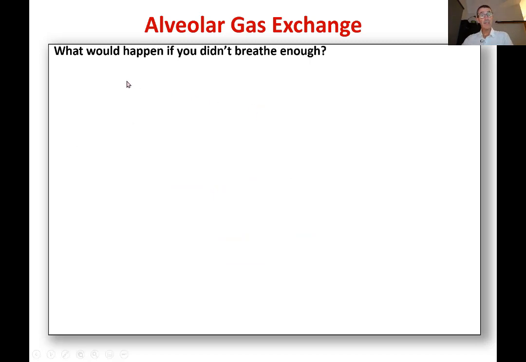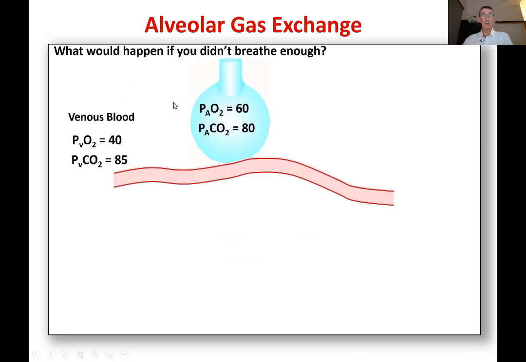What would happen if you didn't breathe enough? So now the alveolar carbon dioxide pressure is 80 because you're hypoventilating. You're just not breathing enough to blow the carbon dioxide off. The alveolar oxygen pressure is now lower because you're not bringing oxygen in at the same rate you were before, and carbon dioxide is taking up more of the space.